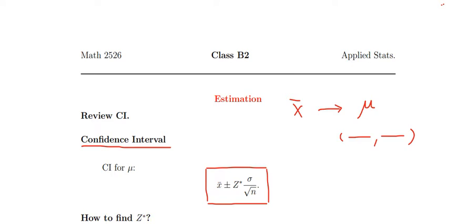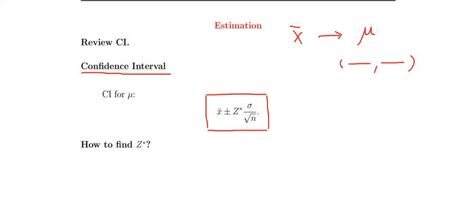So from the sample we know x bar. We know the sample size n. And for sigma, we just assume we know it. So the question is how to find this z star. The key question is how to find z star.